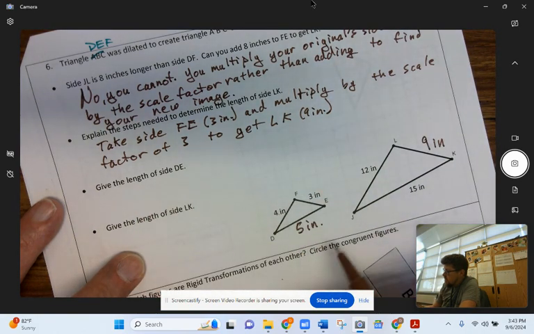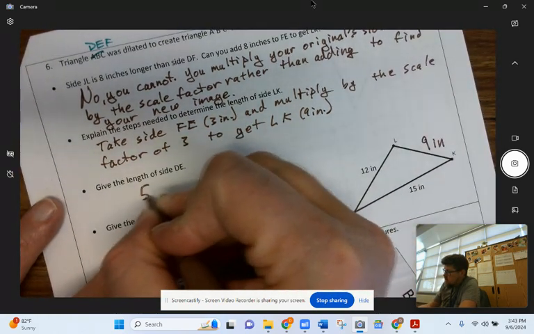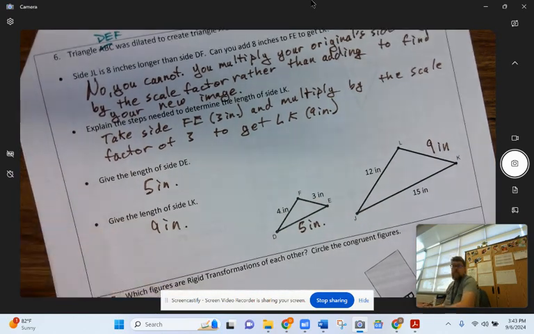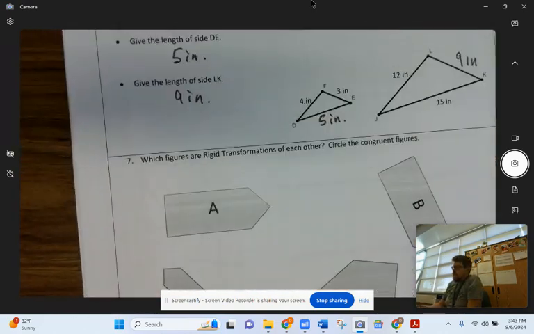So what is the side length of DE? We've already figured this out. 5 inches, side length of LK is 9 inches right there, okay?